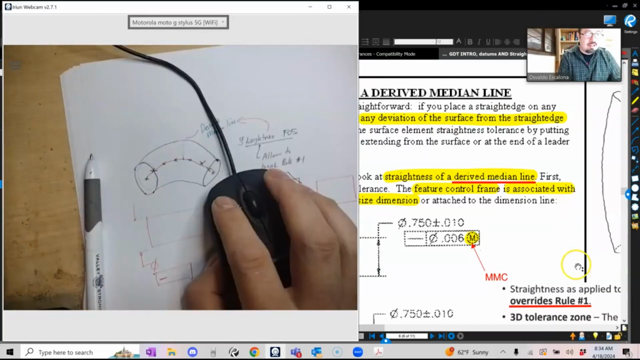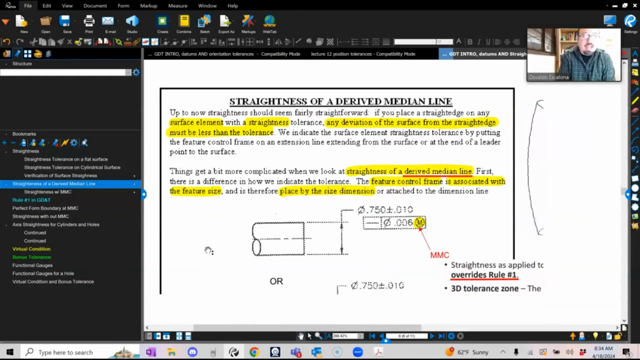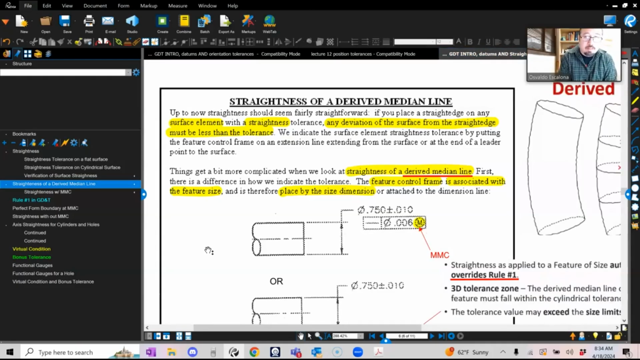Okay. So when we use a straightness on a feature of size, this is what we are trying to control: how straight is the derived median line? Up to here, the straightness should be fairly straightforward. If you place a straight edge on a surface element with a straightness tolerance, any deviation of the surface from the straight edge must be less than the tolerance. We indicate the surface element's straightness tolerance by putting the feature control frame on an extension line extended from the surface, or at the end of a leader pointing to the surface. So that was the easy one that I told you.